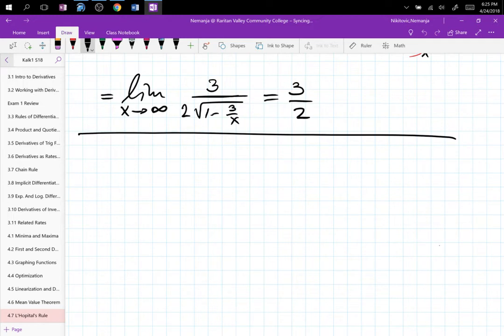So let's take a look at the last 3 cases. So we have 1 raised to infinity, 0 raised to 0, and infinity raised to 0 cases.